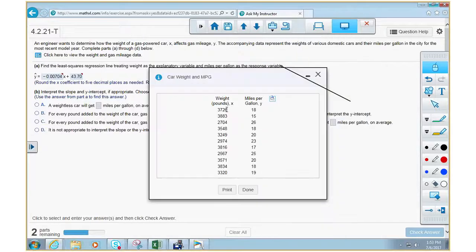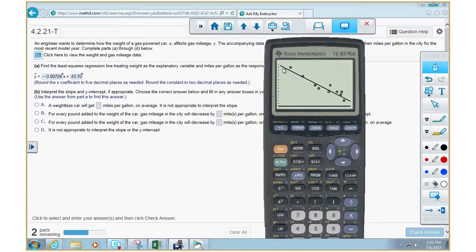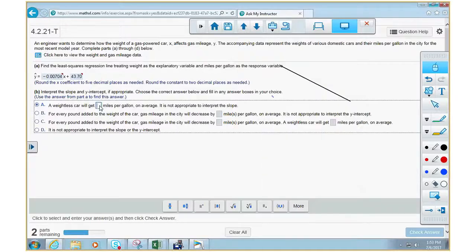I don't see anything above 38 except for this one. Looking at the calculator, it looks like it's going to hit about 38 right in here. That's your y-intercept. Then down here, I can't tell unless we extend it a little bit. A weightless car, which would be 0, will get what? Plug it in. We'll get 43.7 miles per gallon.